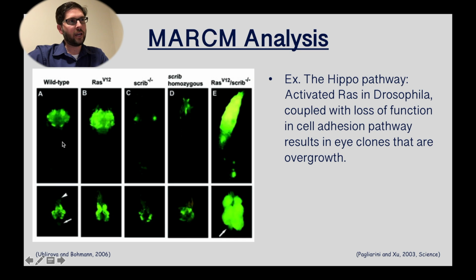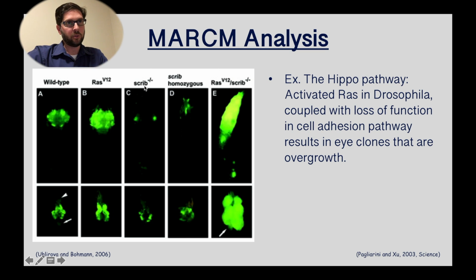You'll see here in panel A what a wild-type MARCM clonal expansion looks like. You're seeing a larval stage here, so what you don't see is actually the whole rest of the tiny little larva, but you can see the little green cells here that are highlighted with GFP. If you now simply activate RAS via this oncogenic mutation, which is found in humans, you see there's no significant overproliferation of the GFP clonal tissue.